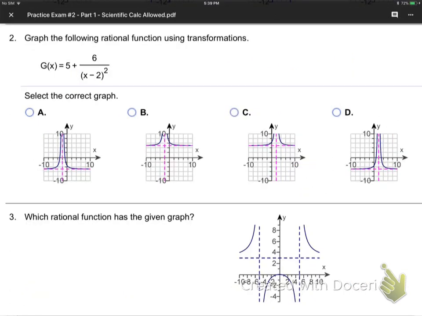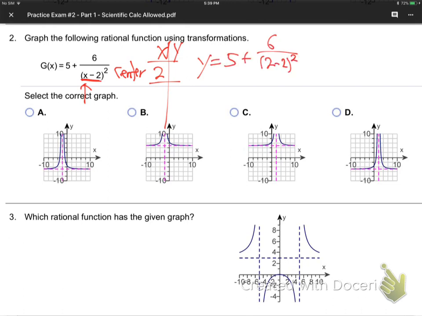Let's try number 2 here. Okay, so this one, again, I would make a table. So x, y. What do we plug in? How do we find the center? We plug in whatever would make x's world 0. That'd be 2. So y will equal 5 plus 6 over (2 minus 2) squared. That's 5 plus 6 over 0. Now that's undefined. 6 over 0 is undefined.